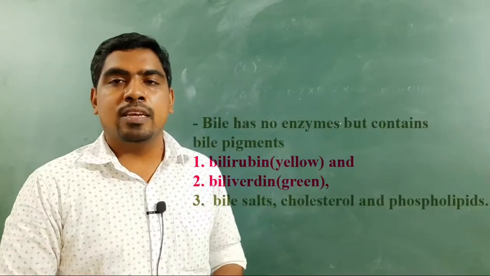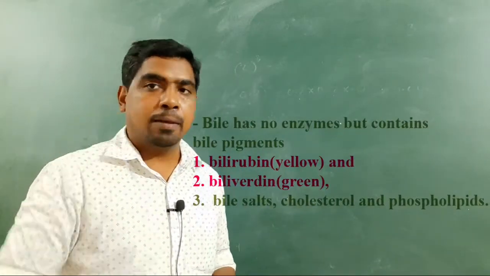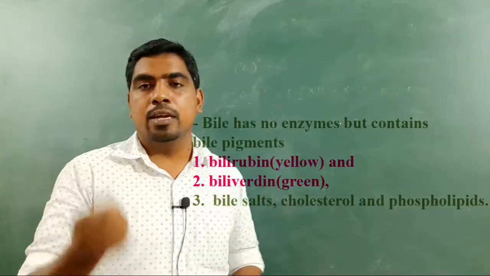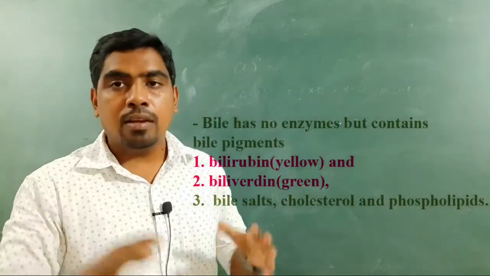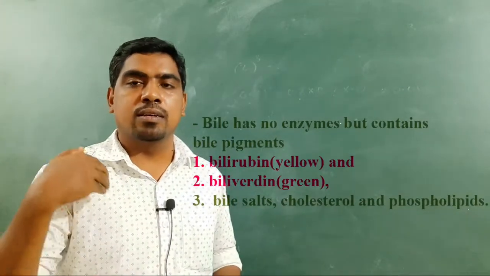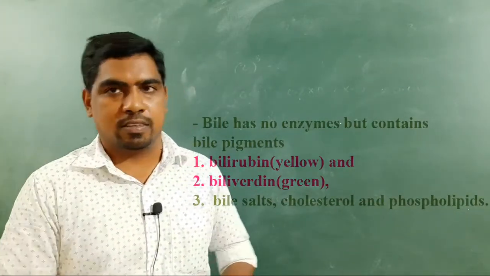Bile has no enzyme but it has bile pigments, bilirubin and biliverdin. Bilirubin is yellow in color, biliverdin is green in color, and it also has bile salts, cholesterol, phospholipids, etc.